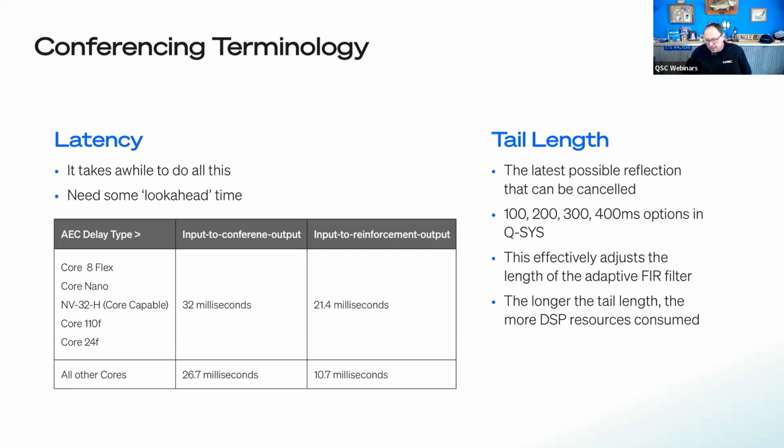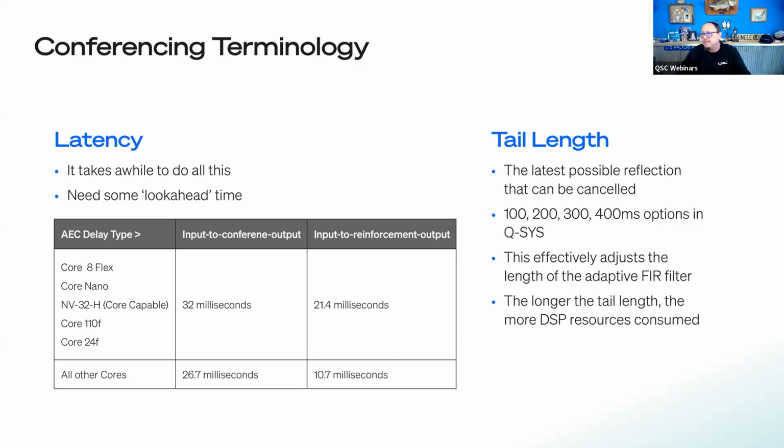So typically design your systems around 200 unless you know that it's going to be a really reflective space. And we'll talk about what that costs too. We sell a Core 110 and we say it has 16 channels of AEC. That's at 200 milliseconds. When you go to 300, it eats up more memory, so you go from 16 to 12. And if you need to go all the way to 400 milliseconds, you go from 16 to 8 channels of AEC. So you have to think about that.